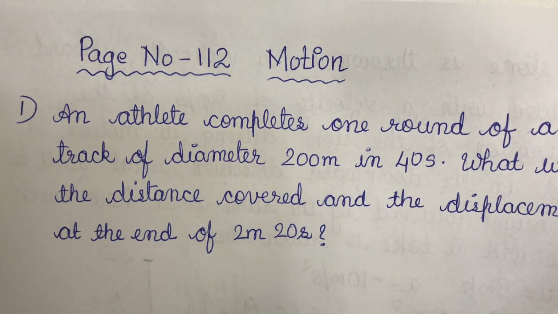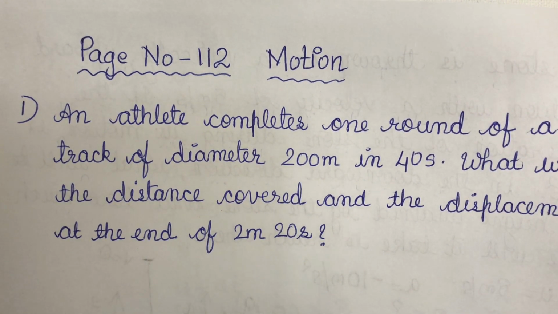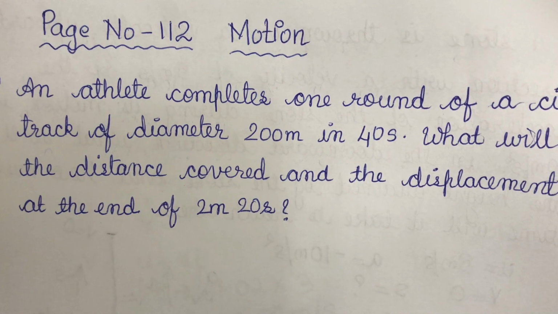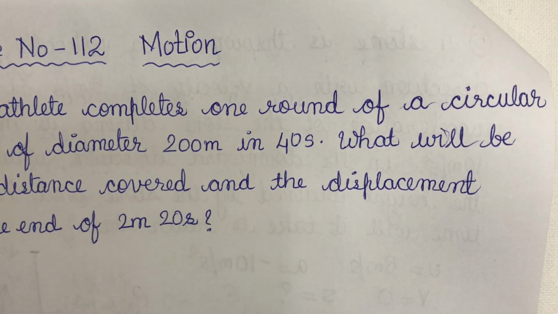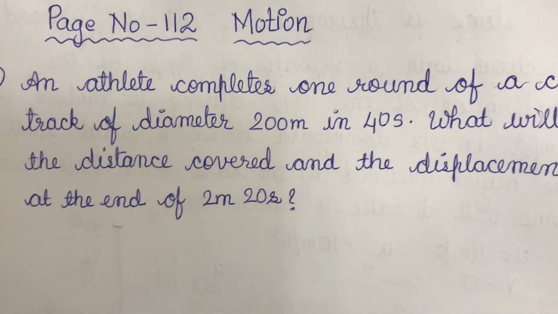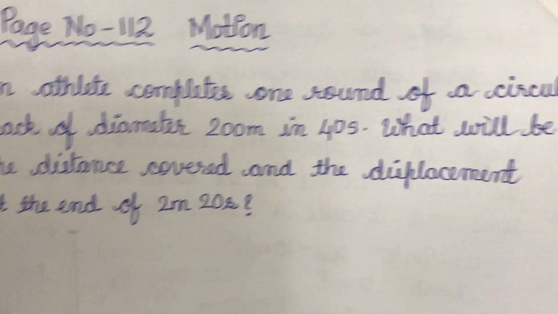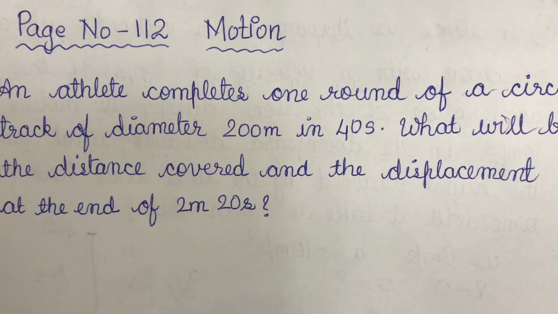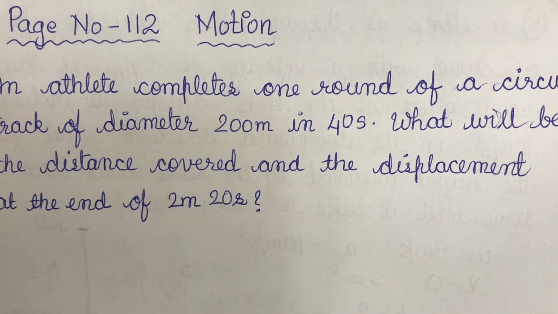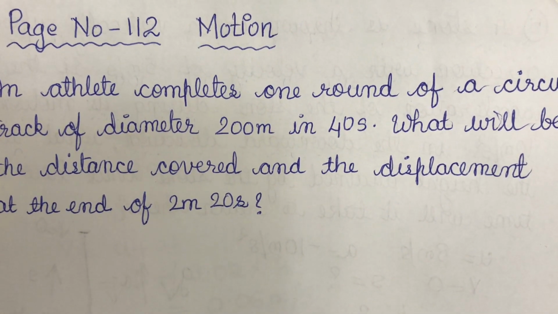So let's get started with question number 1. An athlete completes one round of a circular track of diameter 200 meter in 40 seconds. What will be the distance covered and the displacement at the end of 2 minutes 20 seconds?